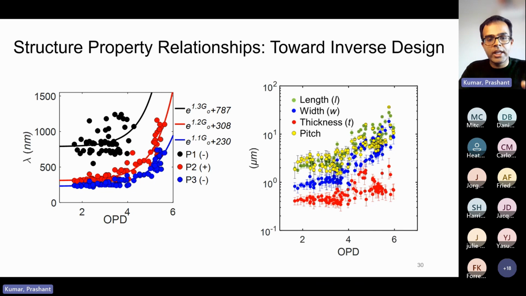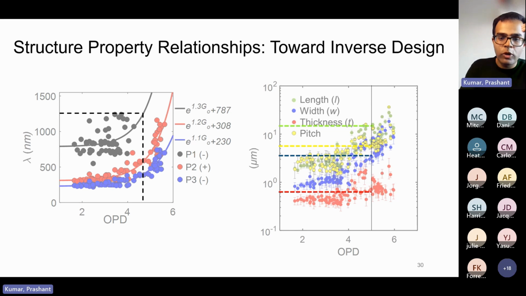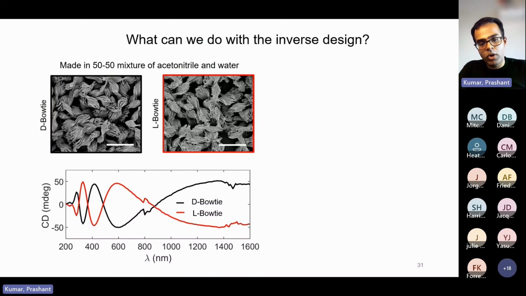So now you can come and tell me, I want a material which gives me a specific polarization rotation at this lambda. I will go back and look at my design space and this chart and say that, okay, this is the OPD index I would need, let's say about 4.4 or 4.5. I'll go back and look at the structural OPD index calibration chart and look at what would be the length, width, thickness, and pitch I would require and go and make that structure. And that is exactly what we did.